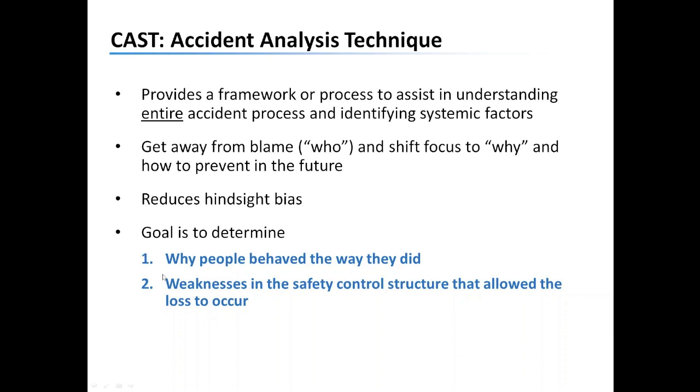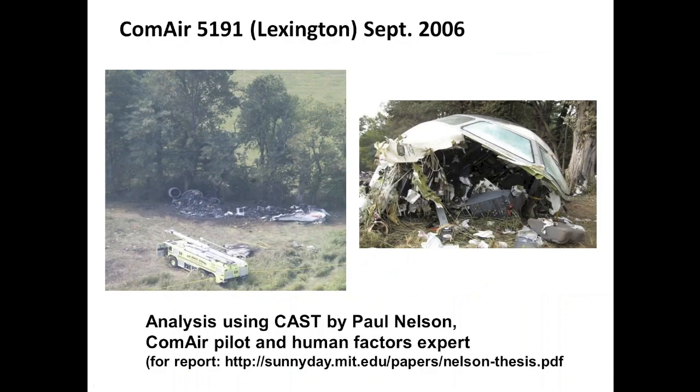So the goal of CAST is to determine why people behaved the way they did, not just to look at what they did wrong. That's easy, but why did they behave the way they did? Why did they do something which in hindsight was wrong, and what weaknesses in the safety control structure allowed the loss to occur? This has been done on lots of accidents, several of them in my book, but there's lots of others. This was an aircraft.